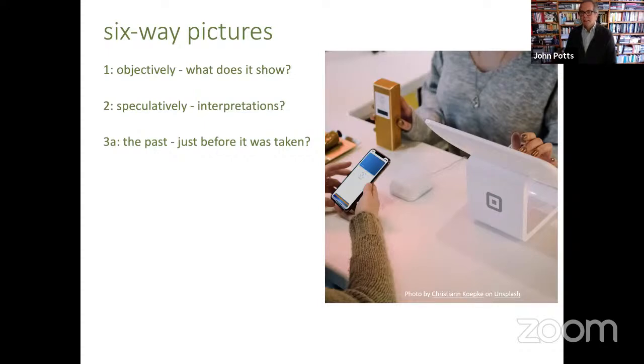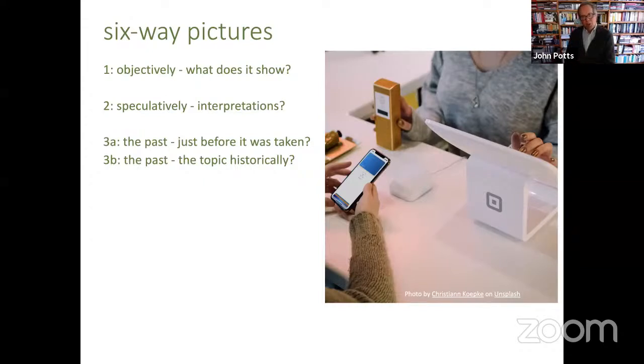Yes. The purchase, yes. Yes, maybe somebody made an inquiry. Okay, so these things happened before. But we can also look at the past in another way, historically. This picture was perhaps taken in the year 2020, for example, and it maybe shows a transaction.